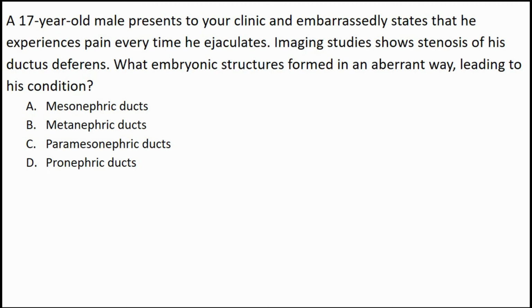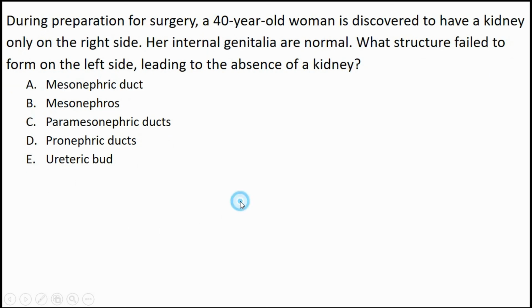ducts. Metanephric duct, you have a metanephric bud that creates the ureter and kidney. The paramesonephric ducts create the female internal plumbing, so oviduct, uterus, and the very most superior portion of the vagina. And the pronephric ducts make nothing.